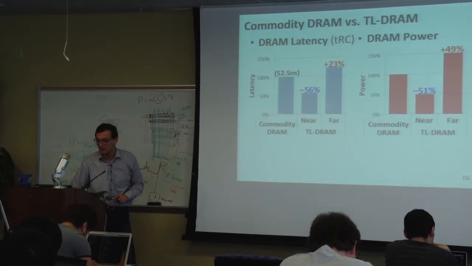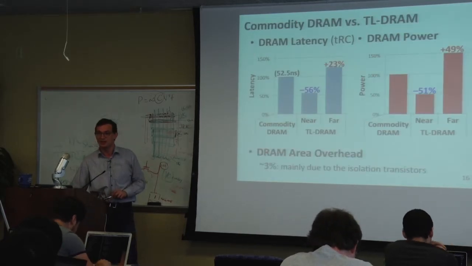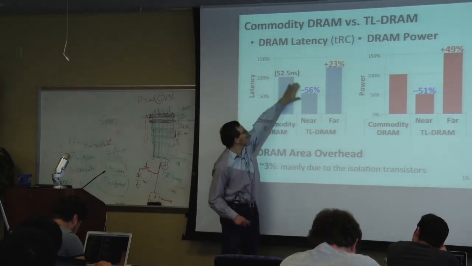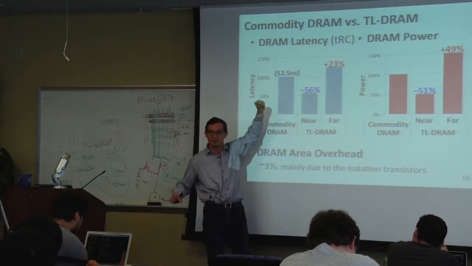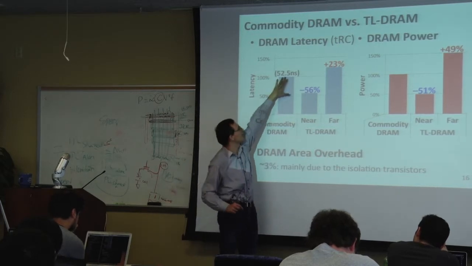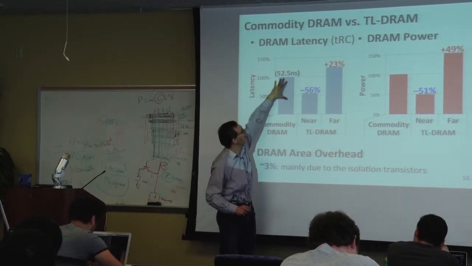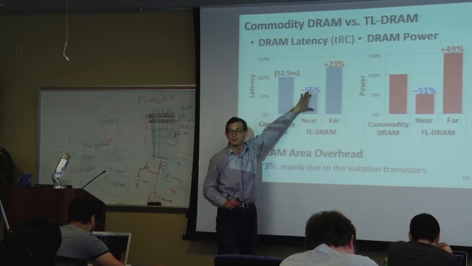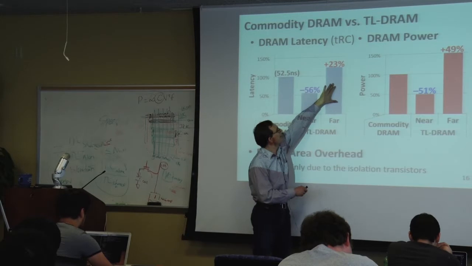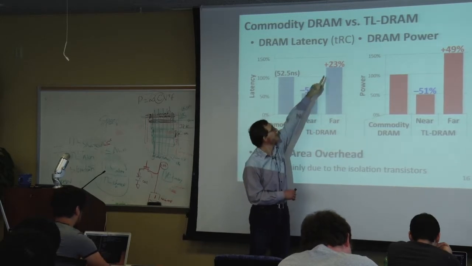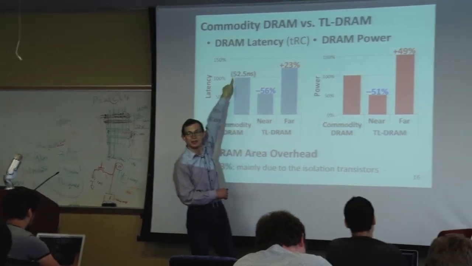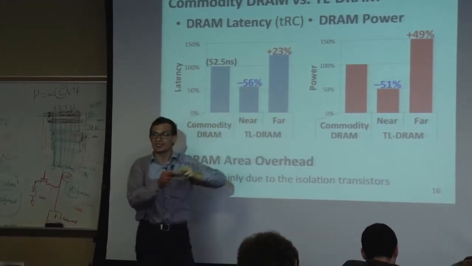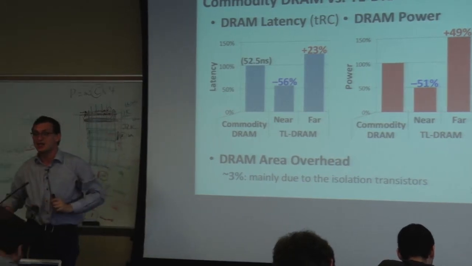And you remember Dong Kyuk showed you some latency and area evaluation, which shows that near segment access latency is much smaller than commodity DRAM, that is, homogeneous bit line. This is 512 cells per bit line. In the near segment, if you have 32 cells per bit line, the access latency is 56% less. In the far segment, you have 480 cells per bit line. The access latency is 23% higher compared to homogeneous subarray. Why is it higher? Because you have additional resistance when you enable these transistors, right?